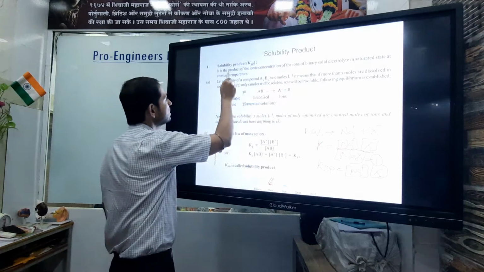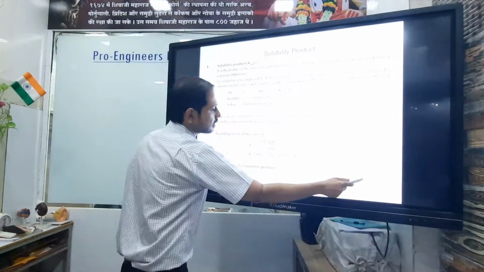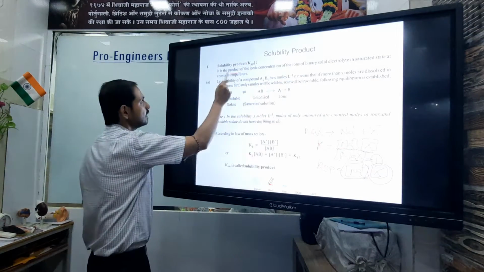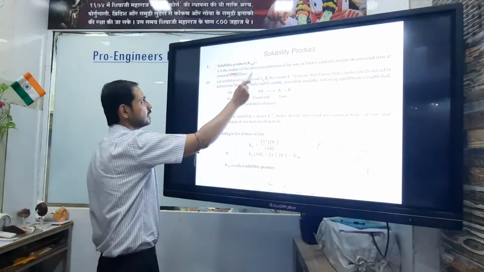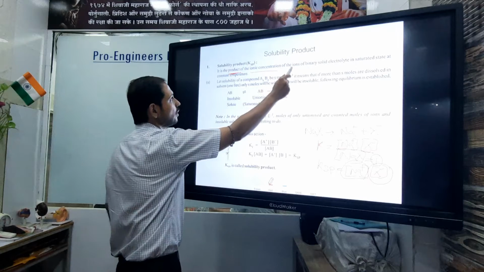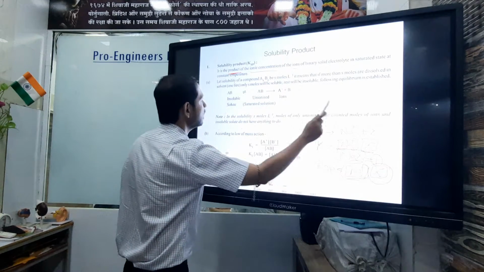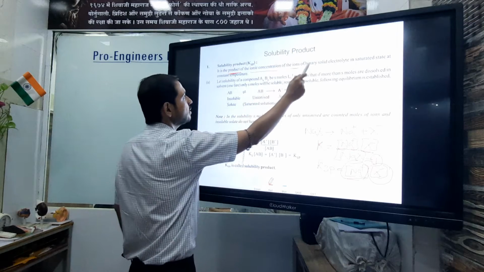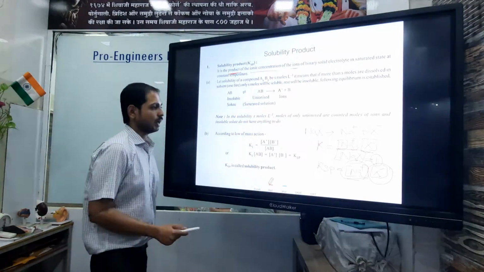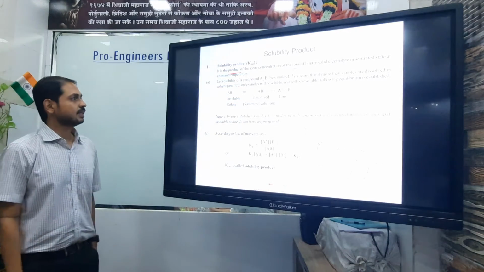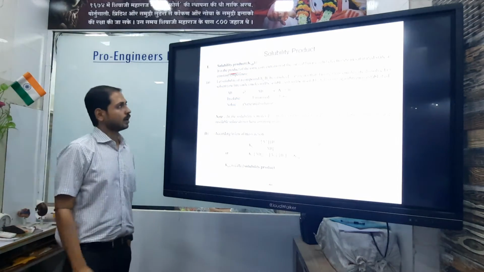That is the product of the concentration of the ions of a binary solid. The product here means multiplication: the Na plus concentration into the X minus concentration. That means the product is the multiplication of the ionic concentrations of the ions. Here it is giving Na plus ion as well as X minus ion, so the concentration of ions of a binary solid electrolyte. NaX is the electrolyte. So this is how we basically express the solubility product, right?